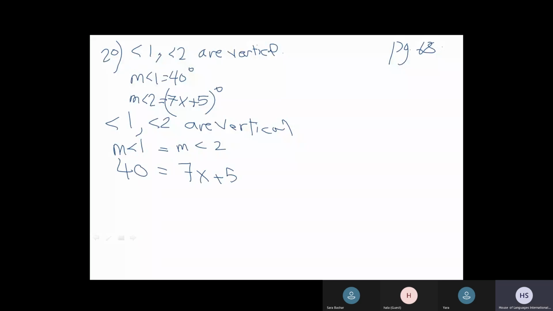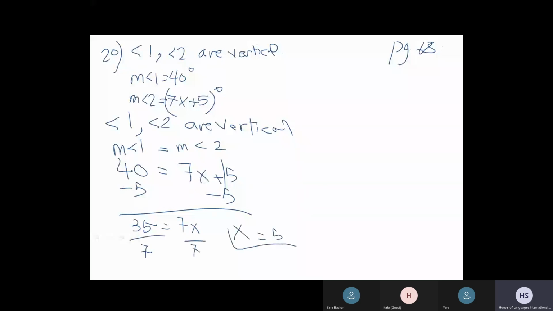Now, let's go back to algebra. How do you find it? Minus 5. Minus 5. 35 equals what? 7x. Then? Bravo. So what's the value of x now? Exactly. 5. Bravo. Number 21. But let me see what's 21.